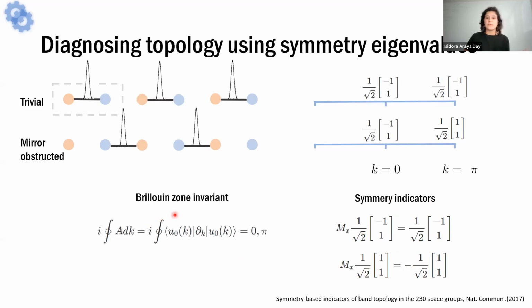So a different alternative would be to consider the one-dimensional Brillouin zone from -π to π, and to calculate the Berry phase. And in that case, we would have 0 or π, one associated with the plus eigenvalue of mirror, and the other one with the -1 eigenvalue.